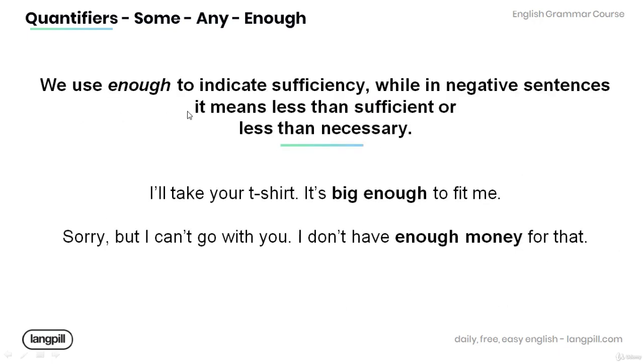Now we use enough to indicate sufficiency, while in negative sentences, it means less than sufficient or less than necessary. Have a look at the examples below. I'll take your t-shirt. It's big enough to fit me. Now, in this sentence, enough is used to indicate sufficiency.